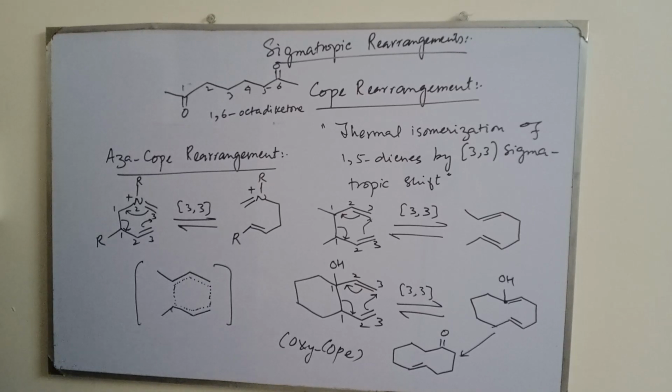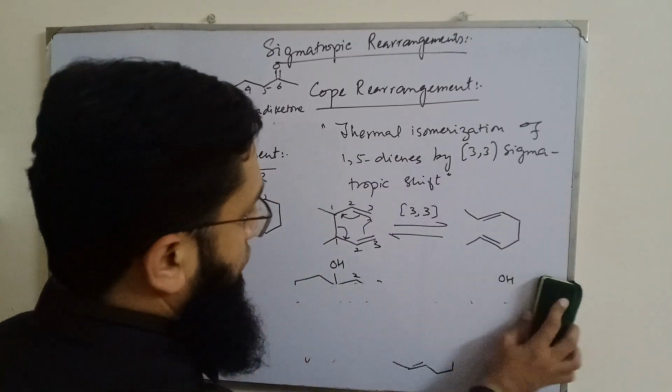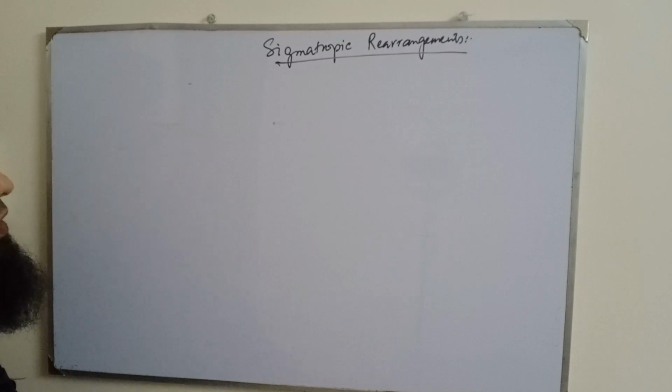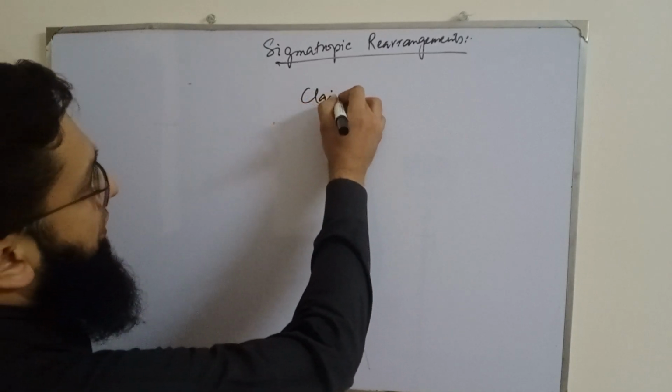And now we see another example of sigmatropic rearrangement. Another example of sigmatropic rearrangements is Claisen rearrangement.